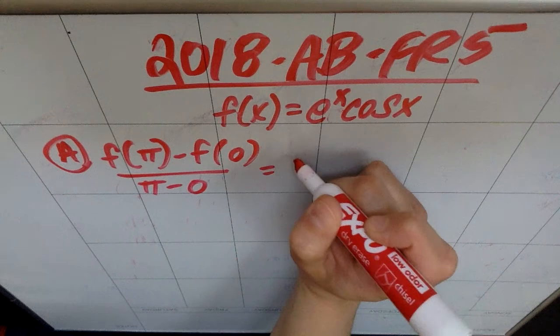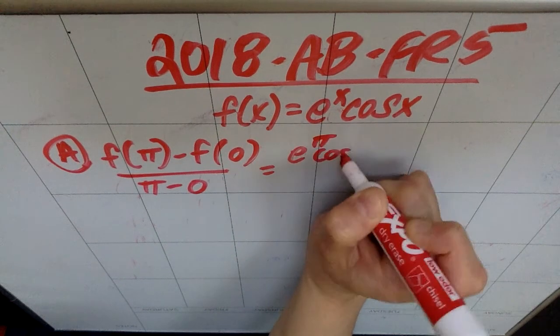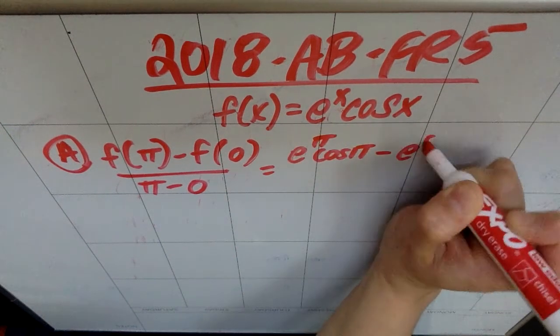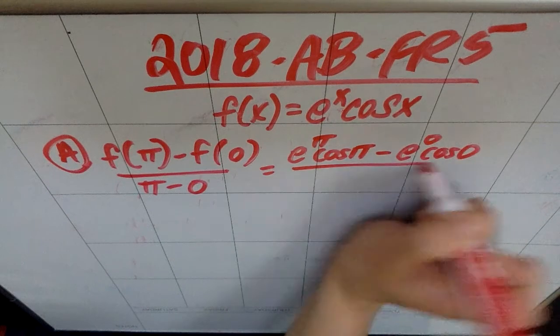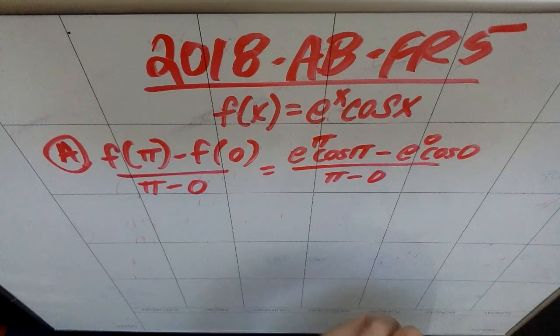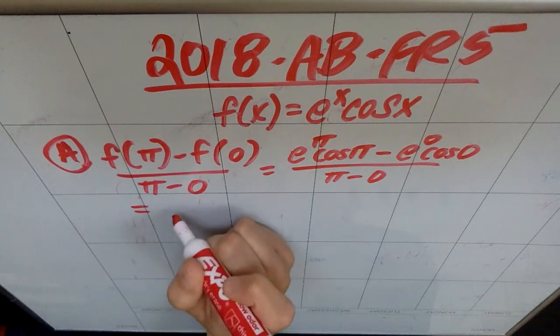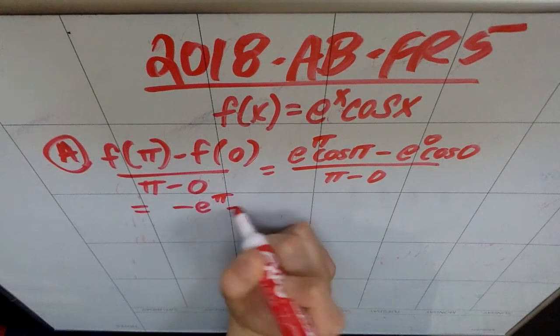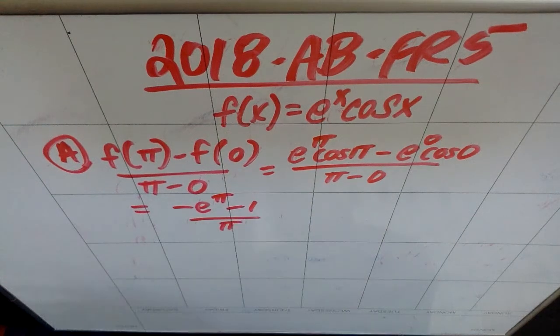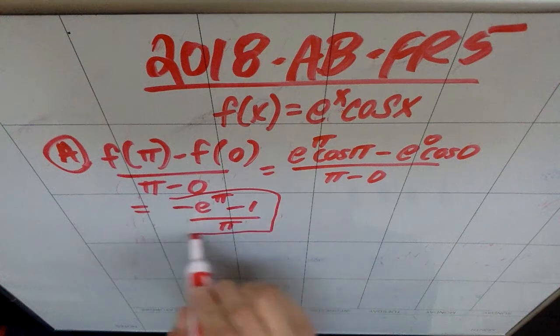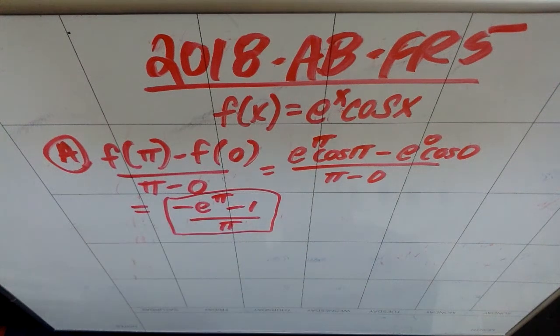So that's going to be e to the pi cosine of pi minus e to the 0 cosine of 0, all over pi minus 0, right? So I'm going to get negative e to the pi minus 1, all over pi, right? And that mostly just involves knowing your unit circle and knowing what average rate of change means.